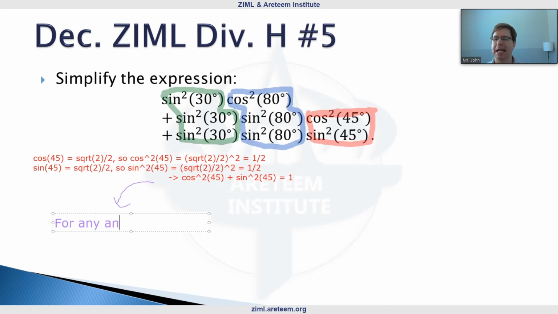For any angle x, sine squared of x plus cosine squared of x equals 1. This is our analog of the Pythagorean theorem, right? That's all it kind of is in this case.